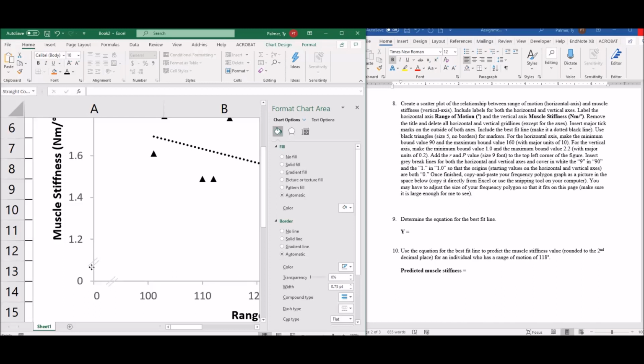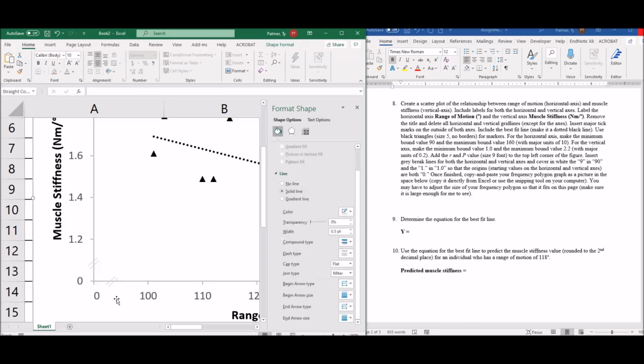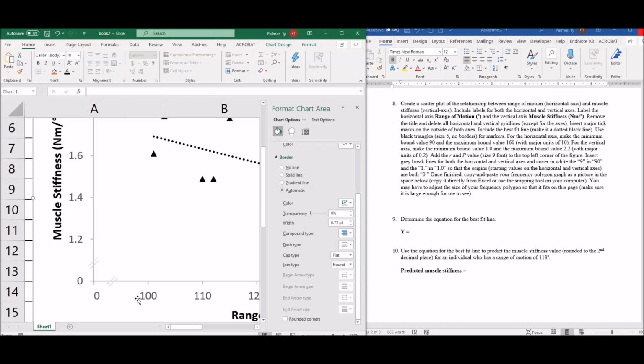I'm going to adjust this just a tad. That looks like a really good, high quality graph now that the origins are both set at 0. You'll do that here, and that's what these instructions are talking about for your graph. Once finished, copy and paste your frequency polygon graph as a picture in the space below. You can copy it directly from Excel, or you can use the snipping tool on your computer.